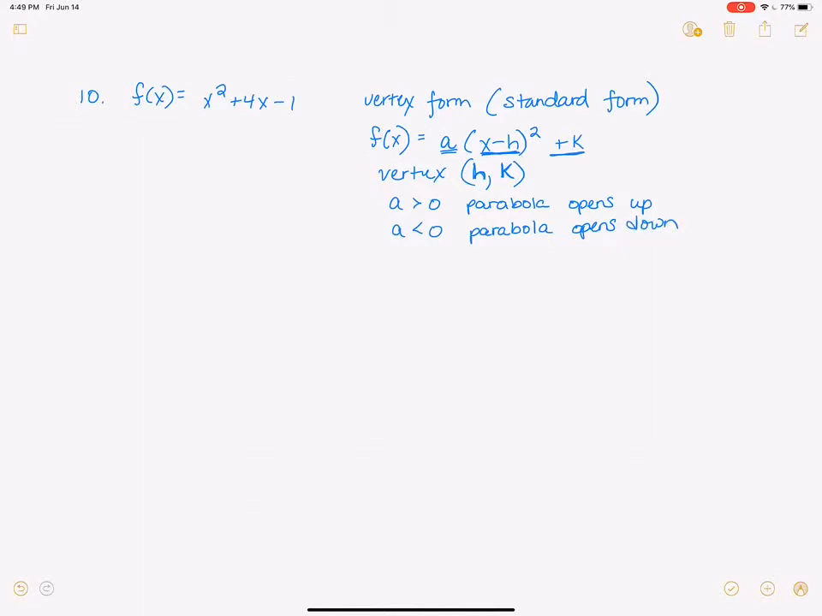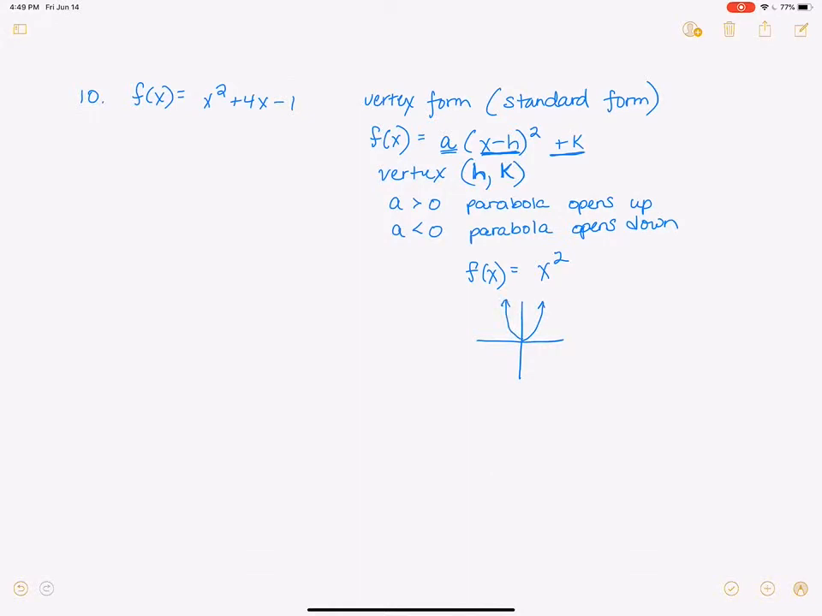Alright, so let's just look at what we know. If I had some function, let's just do the parent graph. We already know how to do parent graphs because we've done transformations. But if I'm looking at f of x equals x squared, well, I know that that is a parabola that opens up.